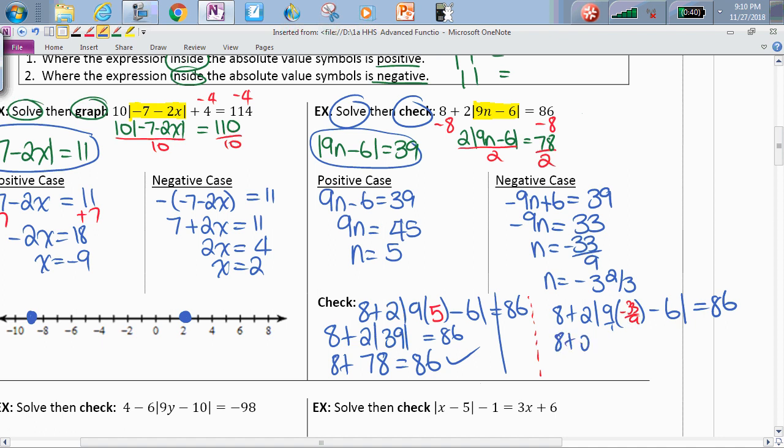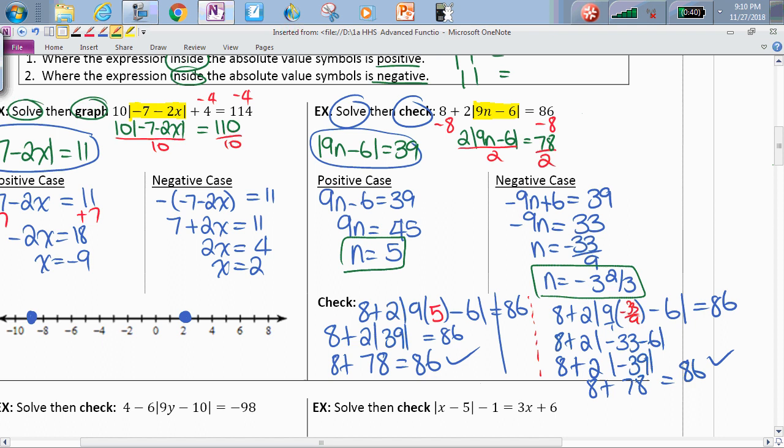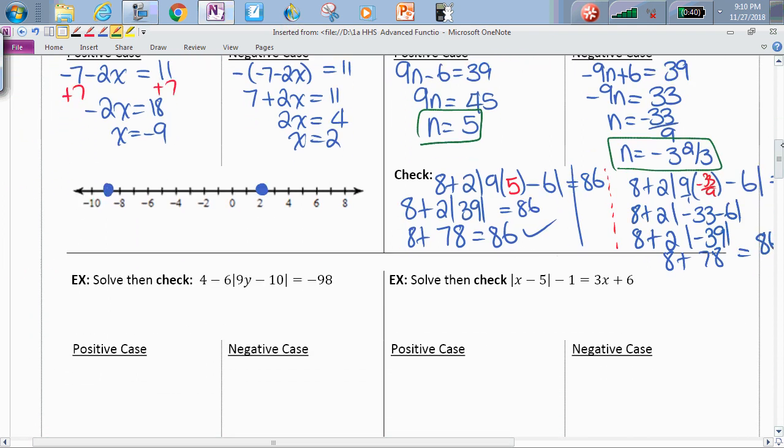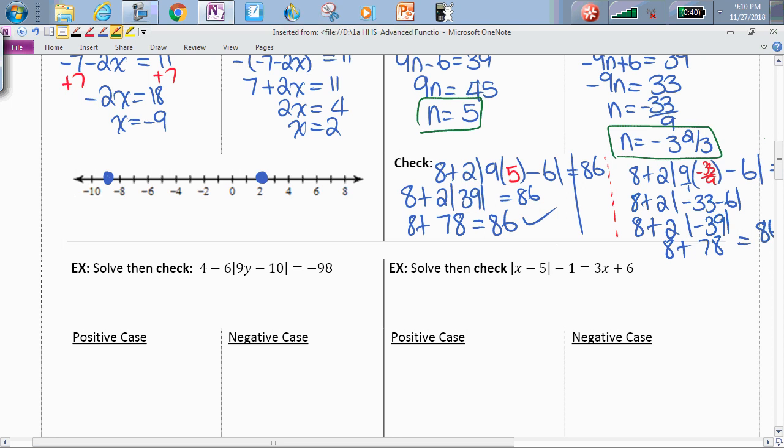We get 8 plus 2 times the absolute value of negative 33 minus 6. 8 plus 2 times the absolute value of negative 39. And that's 8 plus, this is positive 39 times 2 is 78, plus 8 is 86. So both of these answers are correct. And we'll talk more about extraneous solutions next class period. And what that means is answers that you think are true but don't actually work. Okay, let's do another one.